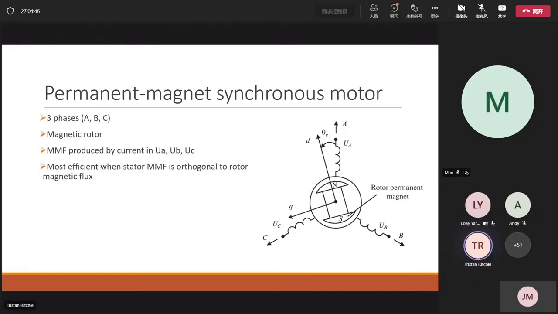And in fact, the maximum torque per amp, the highest efficiency region of operation for these motors, is when the stator MMF is orthogonal to the magnetic flux of the rotor. But this is problematic, of course, because as the motor spins, we have to continually adjust the angle of this stator MMF vector that is shown in this diagram as Q, what we also call the Q-axis current, which represents torque.